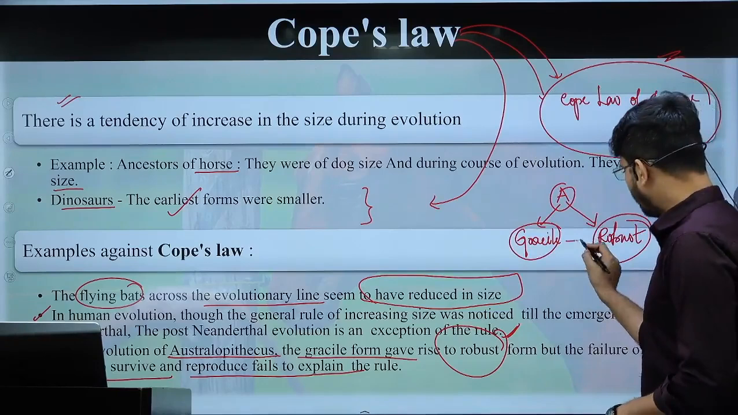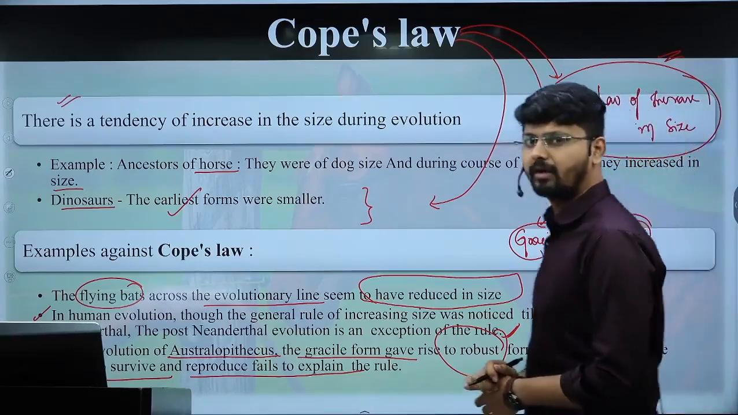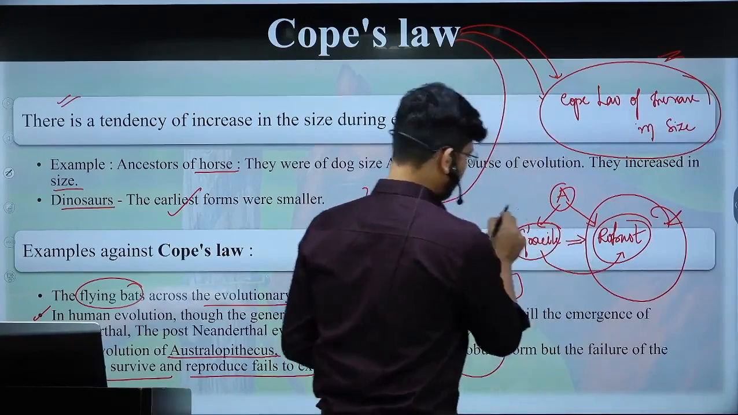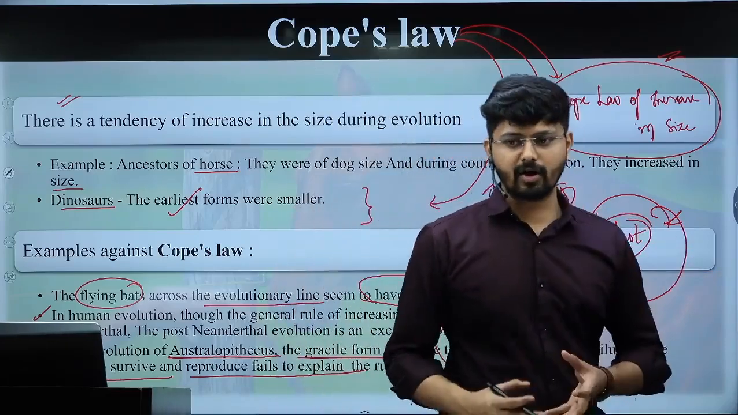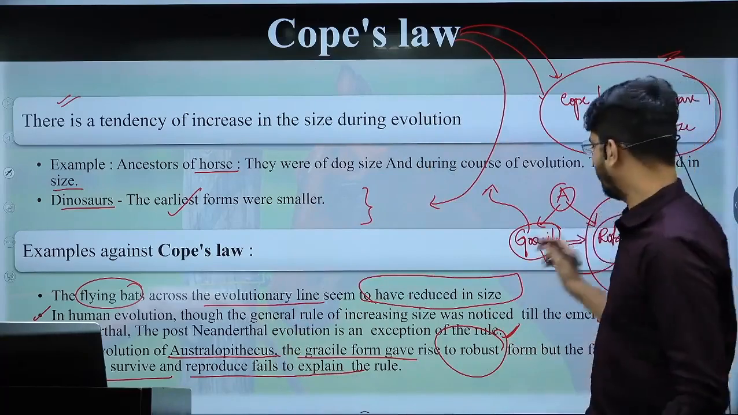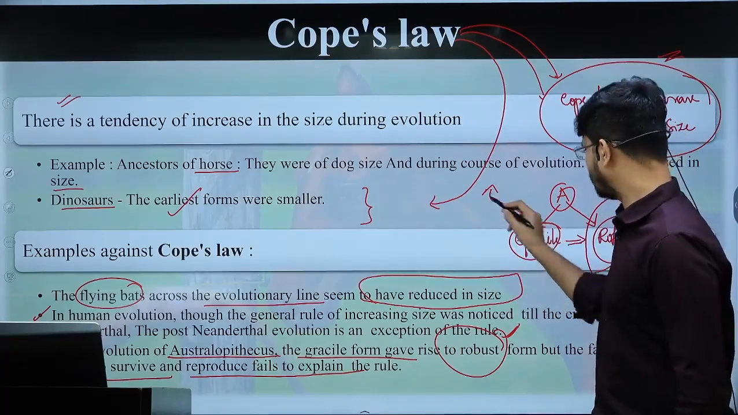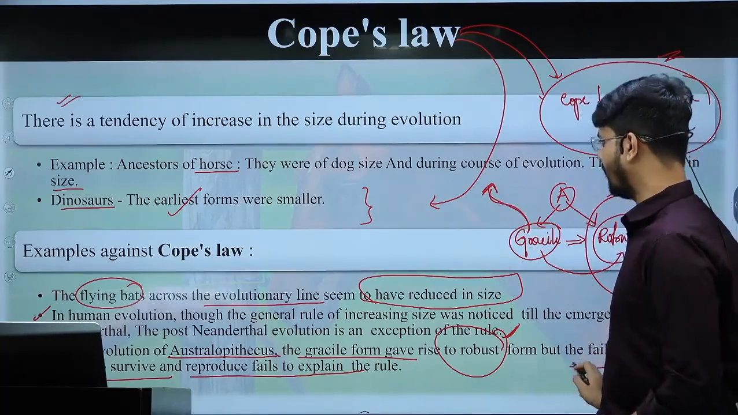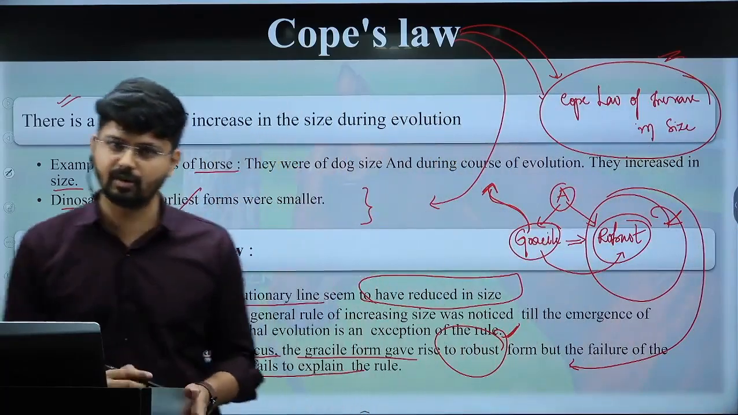The evolution happened this way: it moved from gracile to robust, but the robust form went extinct. The gracile moved on and evolution happened further from the gracile, but the robust, even after the increase in size, didn't lead to any further increase in size. Evolution should go this way, but it is happening from the smaller version. So again the rule of Cope's law is violated and Cope's law can't explain this. These are the examples against Cope's law.